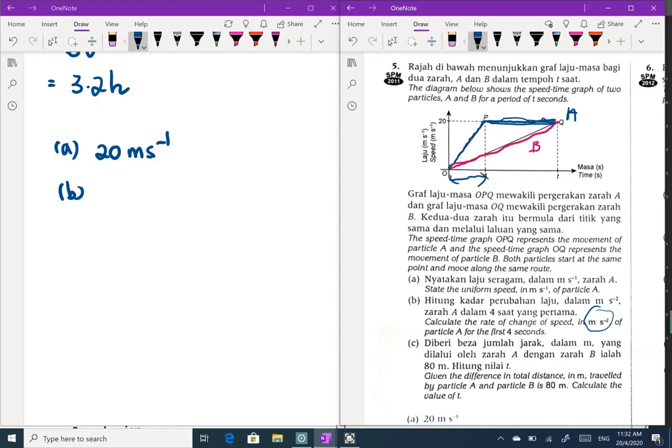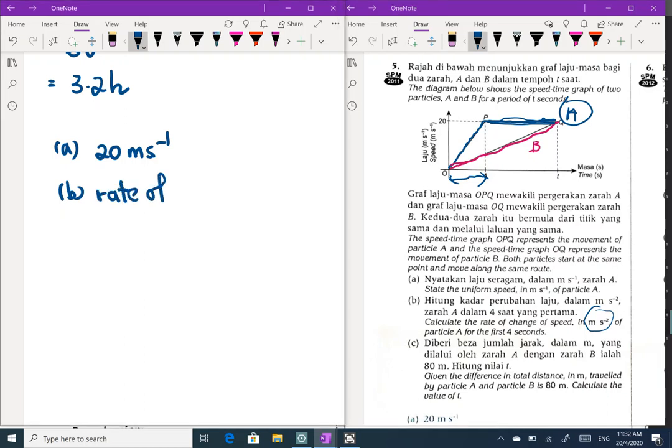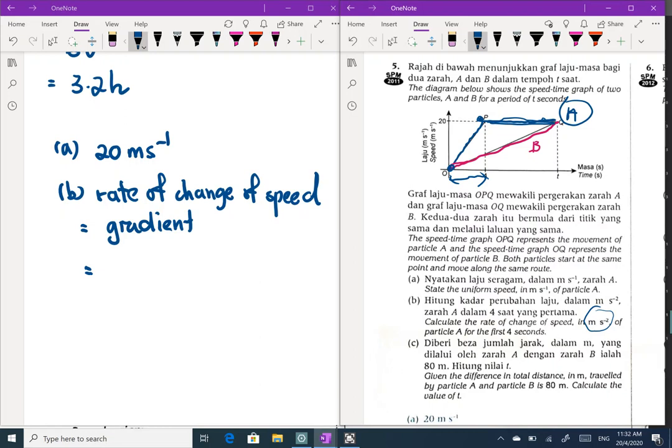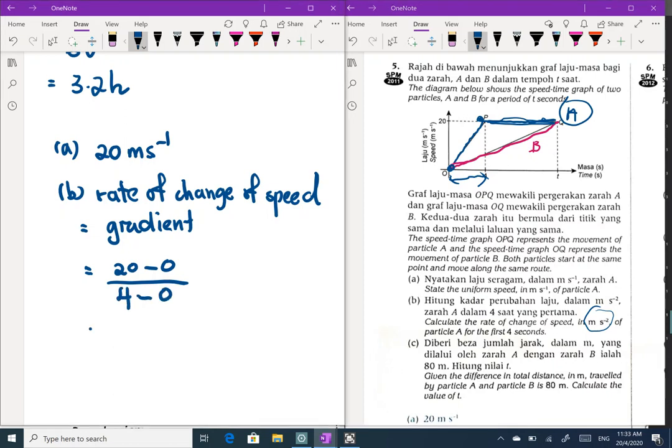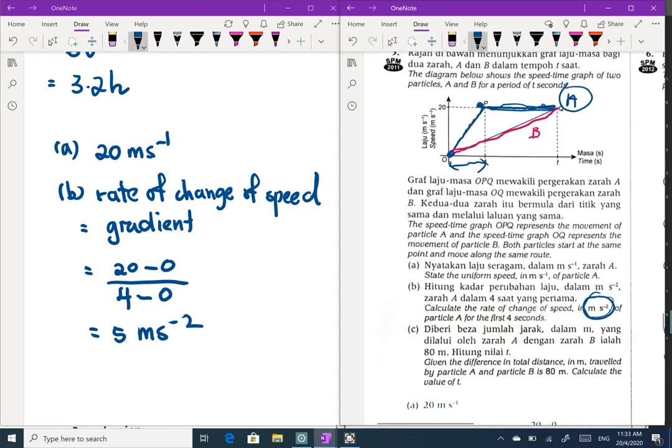First 4 seconds, particle A. So the rate of change of speed is gradient or area? Rate of change, so it is gradient. For the first 4 seconds, 前4秒. So point A, this one. So it's 20 minus 0. Start from here. You also need to start from here. So it's 4 minus 0. So it's 5 meters per second squared. Question C.